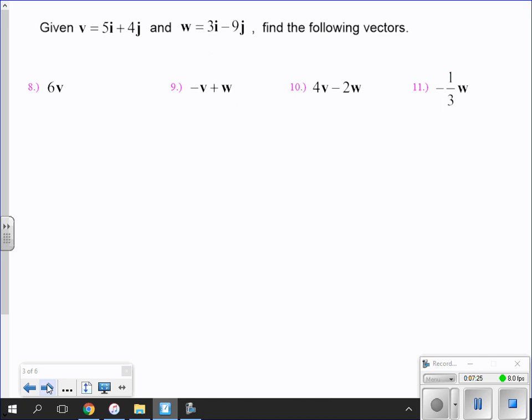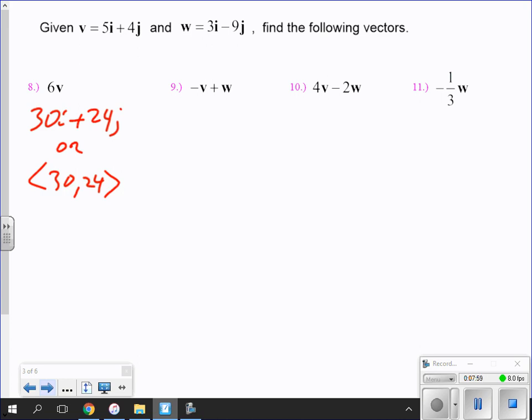Okay, given v is 5i plus 4j, and w is 3i minus 9j, find the following vectors. Well, first one's really easy. 6v would be 6 times 5, so I end up getting 30i plus 6 times 4 is 24j. Or I would have 30, 24 if I wrote it in vector form rather than i and j form.